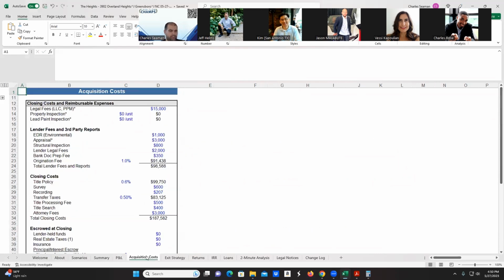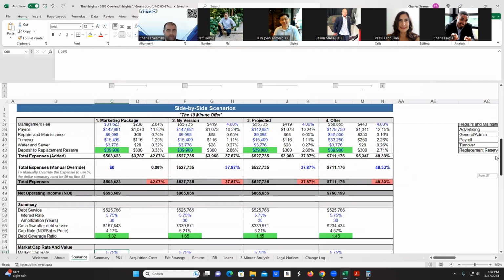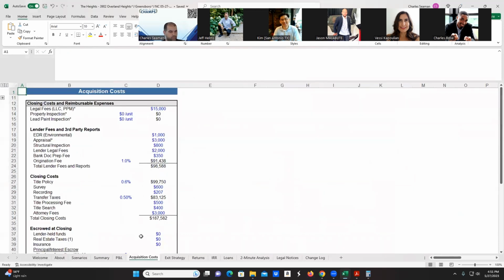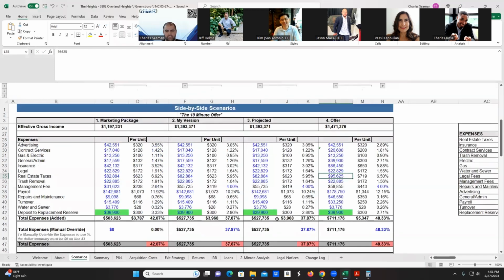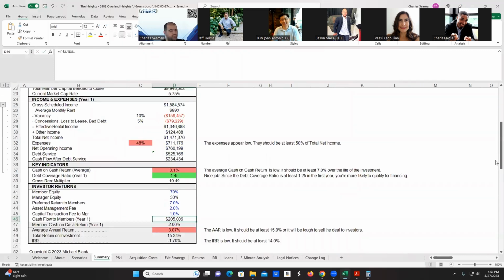The only thing we need to put in is reserve money for our taxes and insurance, so that way we're not short at closing. So I'd recommend using 12 months of taxes and insurance. So we're going to put that in the acquisition cost tab, and that's going to be in the real estate taxes and insurance items. So we'll do that. And that's so you have enough money at closing to make sure you can fund any escrows that the lender might ask you for.